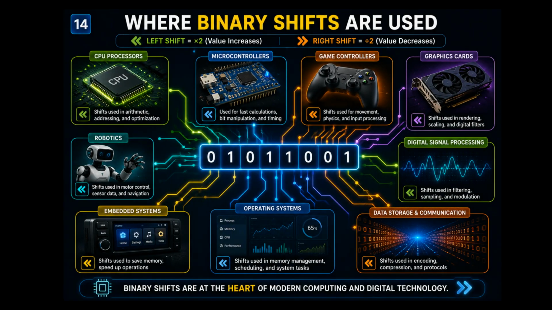Binary shifts are used in many areas of modern computing. They help CPUs perform arithmetic and process data quickly. Microcontrollers use binary shifts for fast calculations and efficient control. In computer games and graphics cards, shifts improve performance when rendering images and processing movement. They are also widely used in digital signal processing, robotics, embedded systems, operating systems, and data communication. Because shifting bits requires very little processing, it is much faster than normal multiplication and division. That's why binary shifts are at the heart of modern computer technology.